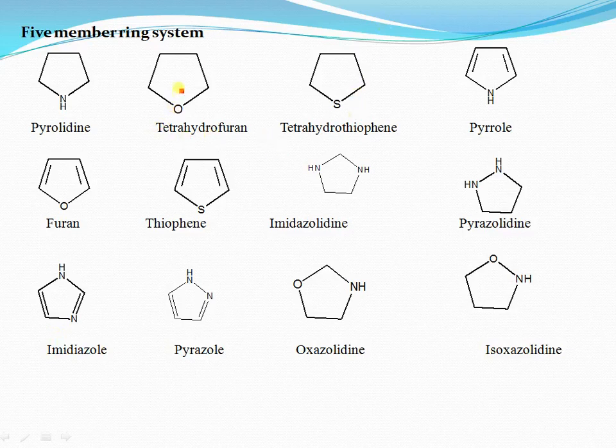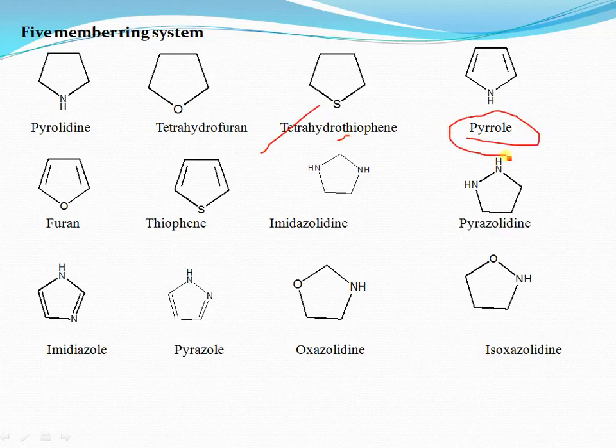So tetrahydrofuran means each and every carbon is saturated here. Tetrahydro indicates the carbons are saturated, 4 carbons, 1, 2, 3, 4. These carbons are saturated and it contains oxygen, meaning furan. It is tetrahydrothiophene. Thiophene means this one. This is called thiophene. So when we saturate this unsaturation like this, it is called tetrahydrothiophene.